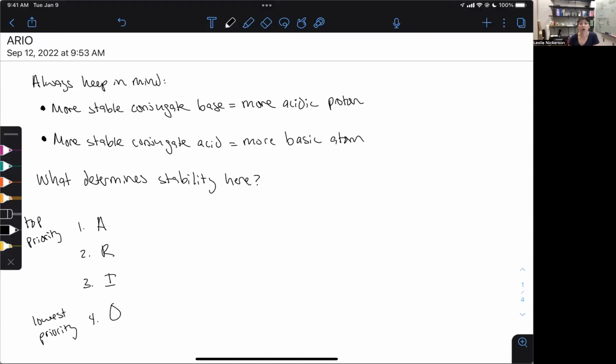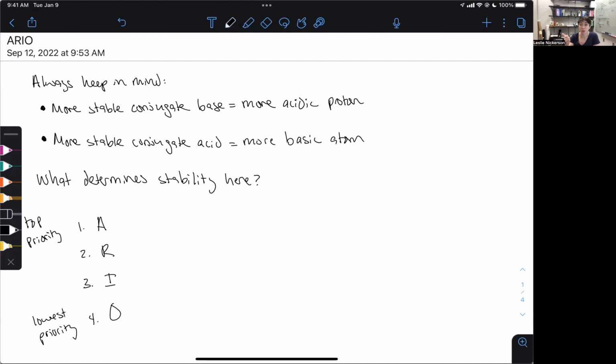Everybody, I'm going to go over a little bit in terms of acid base and how we determine most acidic, least acidic, and kind of what factors we're going to use. So the book presents it as ARIO. ARIO is the acronym that we're going to be using to keep us looking at these things in the right priority.